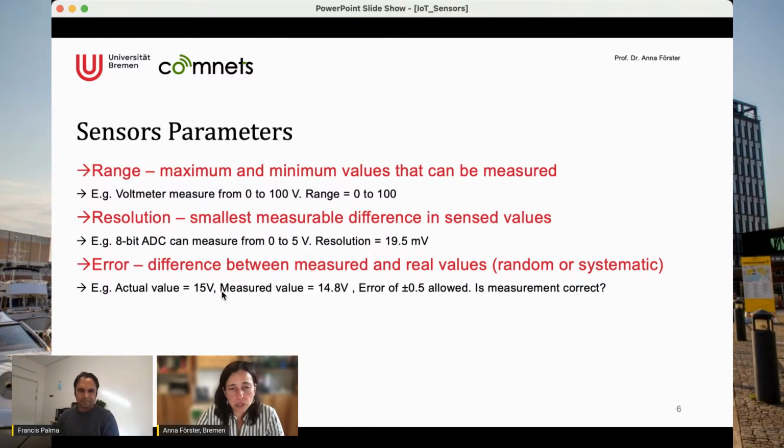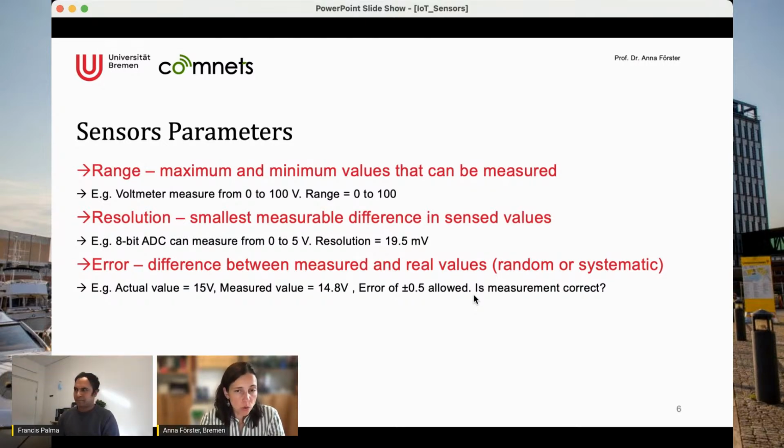For example, here the actual value is 15 volts, but what I measure is 14.8, and an error of plus or minus 0.5 is allowed. So it is okay, this is something I can live with. But if I'm into very precise things, let's say medical applications, I will be very careful about the error.